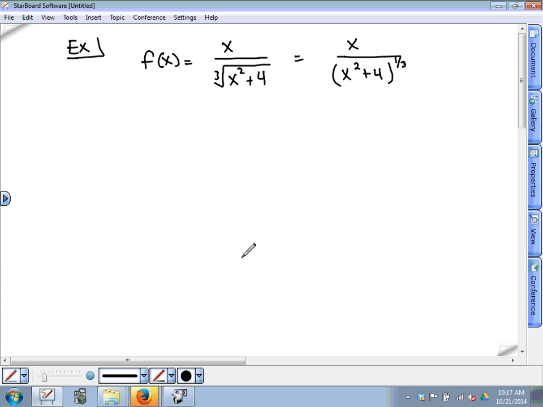Okay, this is going to be that quotient rule. What's that goofy phrase? Low. Let's write it down.